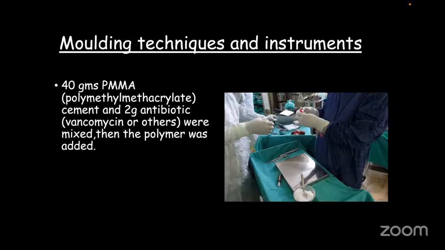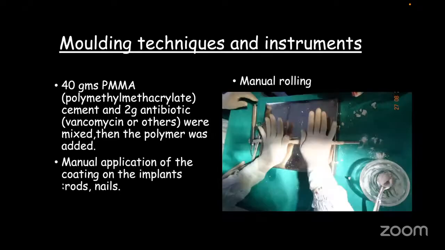The molding technique and the instruments: 40 grams of polymethyl methacrylate cement and 2 grams of antibiotic, vancomycin or other, were mixed. Then the polymer was added. That means to the powder form, we add 2 grams of antibiotics, and then the manual application of the coating on the cement, either a rod or nail, is done, like how you roll for preparing your rotis. So this is a manual rolling technique.